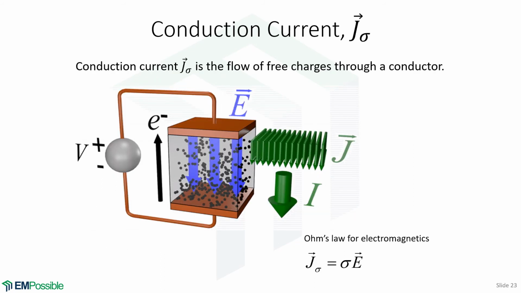Conduction current. We can apply an electric field somehow, and this is the flow of charges through a conductor. Most often, this is electrons moving through a material like a copper wire. And in this case, it's obeying the Ohm's law for electromagnetics, where the current density, and we're putting the sigma here to remind us it's just the current density for the conduction current, equals sigma times E. This current obeys that law.